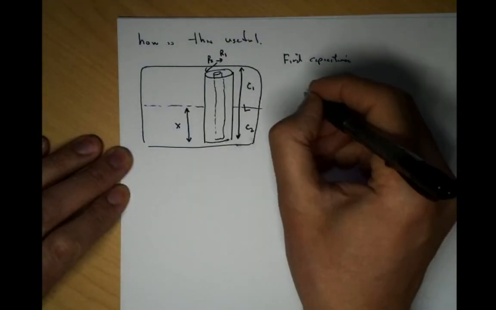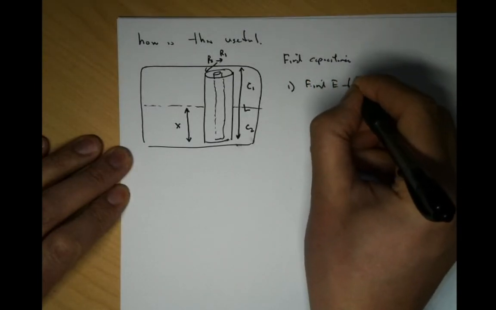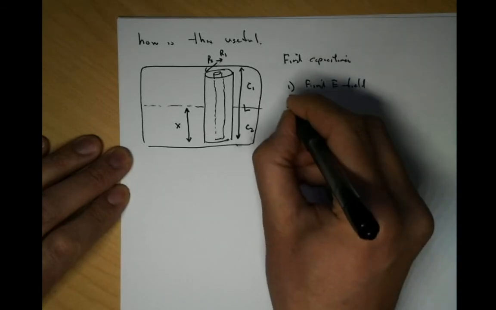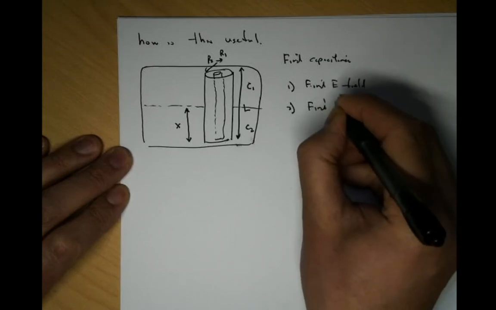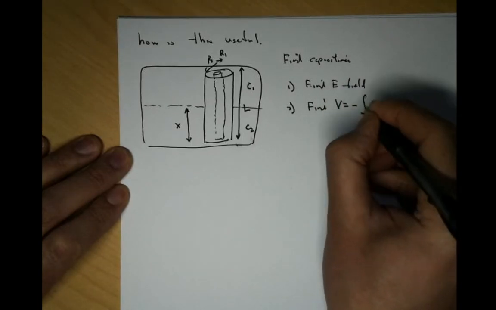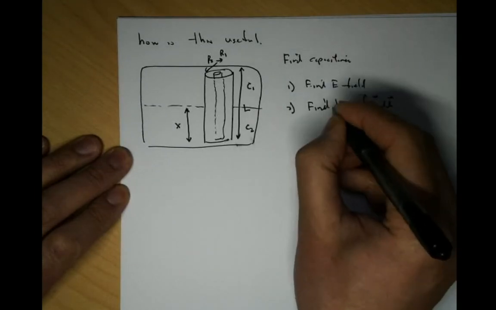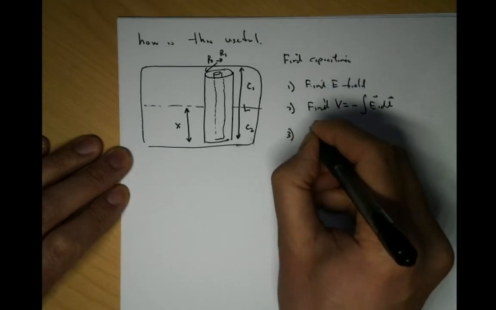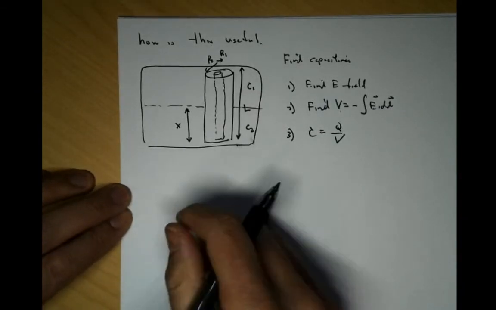So first step, find E field, like we discussed just earlier. Second step, find V is equal to the integral of E dot dl. Find the magnitude of this thing. Third, C is equal to Q over V. All right. Okay.